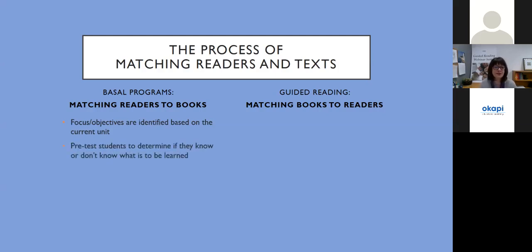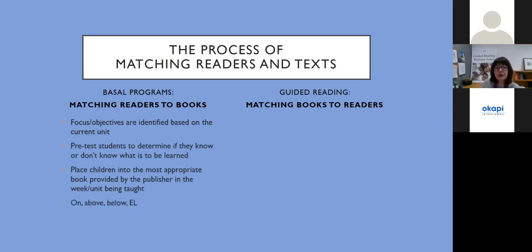There would be a pre-test of students to determine if they know or don't know what is to be learned. And at that point, the teacher, using that pre-test information, would be able to place children in the most appropriate book that's provided by the publisher in that particular week or unit. And typically, there are 3 to 4 different levels that are included. There would be an on grade level, above grade level, below grade level, and in many cases now the English learner version. And so that's matching readers to books.